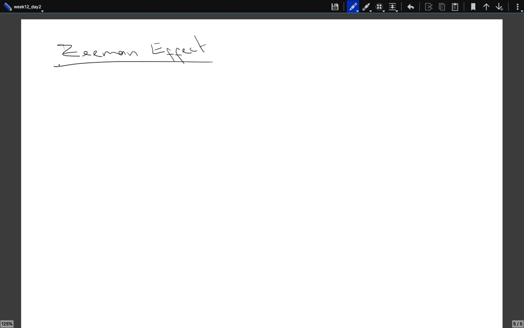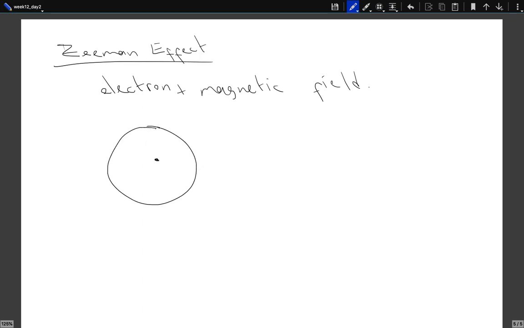Now, what happens in the Zeeman effect? You basically take the atom and put it in a magnetic field, or the electron in a magnetic field. Well, if we go back to the Bohr picture, we have an electron orbiting around the nucleus, but it's just like a current carrying loop. Since on average it's a current carrying loop, it will have a magnetic dipole moment.